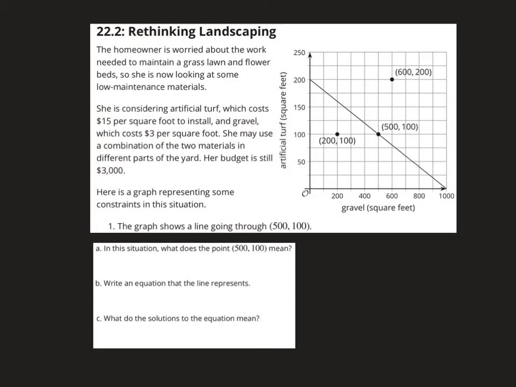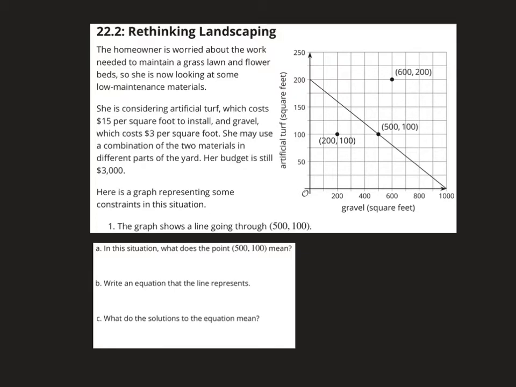So the next conversation is kind of cool, right? So the homeowner's thinking about, well, hey, listen, if I have a flower bed, you got to maintain that every year. Some of you may spread mulch with your parents and do some lawn work, right? And you got to mow the lawn, maintaining grass. So now she is considering the idea of artificial turf, which costs $15 per square foot to install, and then just gravel instead of the flower beds, which only costs $3 per square foot. So she may use a combination of two materials in different parts of her yard, right? And the budget is still $3,000, right? So here's the new line for that idea.